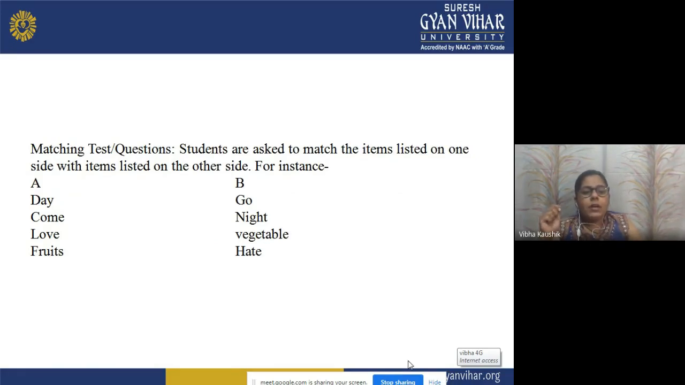For example, on the A side there are options: day, come, love, fruit. On the B side, it is mentioned: go, night, vegetable, hate. Now, what does the student have to do? The teacher will ask the student to match the items from A to B. For example, the first one is day. Now the student has to select from the listed B what will be the correct match. Now the student will judge whether it will be go, night, vegetable, or hate. Now the student will select day with night.